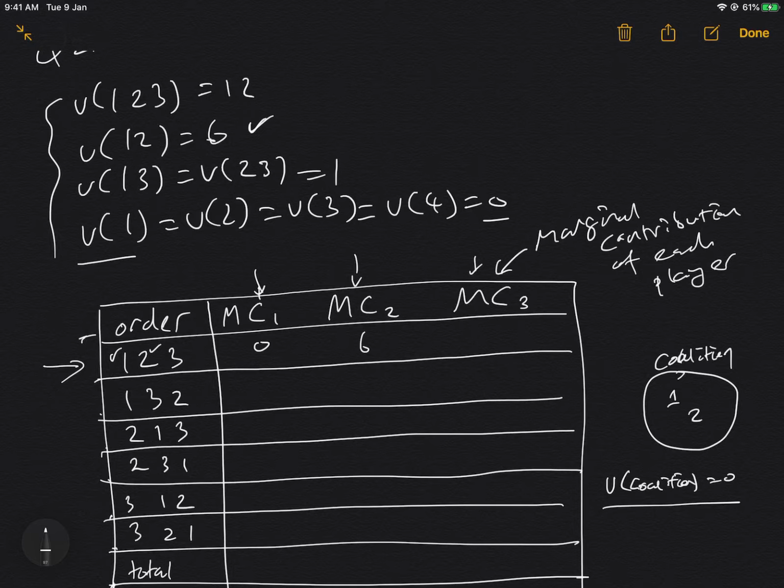What about player 3? If we add player 3 into the game, what does that make the coalition value become? It becomes 12. So it increased from 6 to 12. Okay, so it was 0 initially, and then it was 6, and it's now 12. Sorry, I was meant to update that. So that's 6.